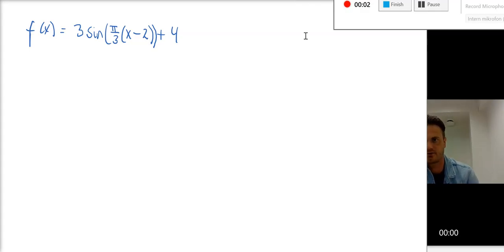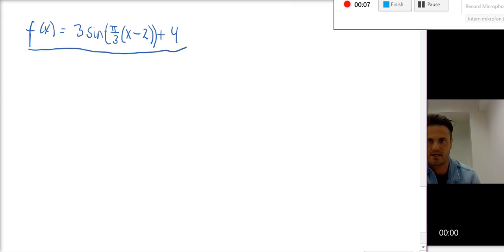So here is a trigonometric function, f of x equals 3 sine of pi over 3 times x minus 2, plus 4. What we're going to do is draw the graph and find the maximum and minimum points as well. We can see that the amplitude is 3 and the midline, I can't remember the English word, is the line y equals 4.